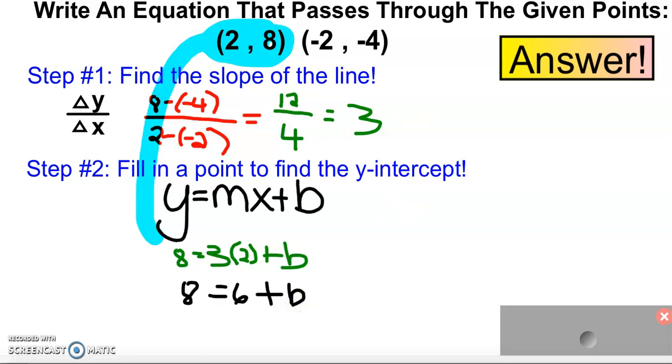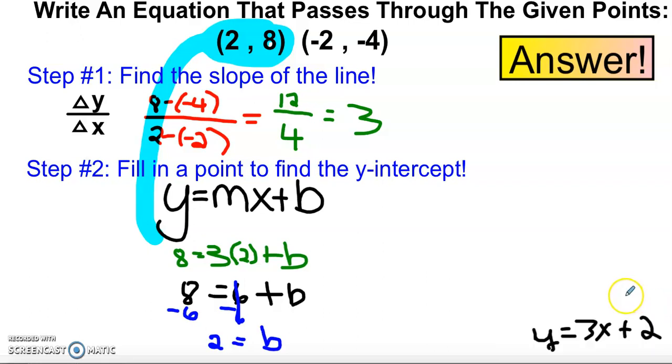So now to solve this, I'm going to need to subtract 6 from both sides. And that's going to cancel, and my b is going to be 2. So my equation ends up being y equals 3x plus 2.